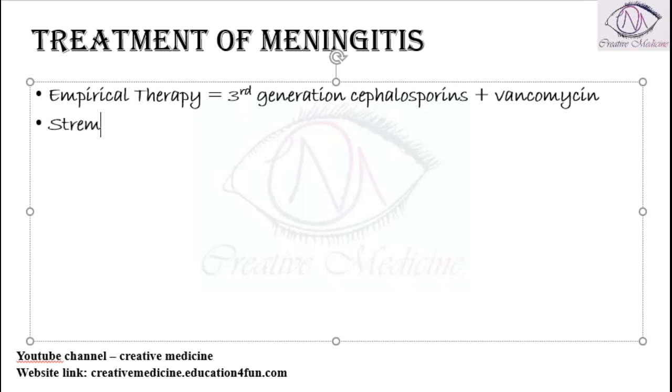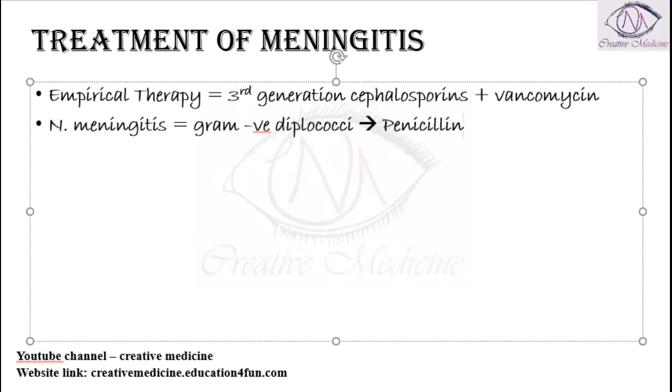Then, first, if there is Neisseria meningitis. Neisseria meningitis is a gram negative cocci, diplococci. If gram negative diplococci like Neisseria meningitis is causing meningitis, in such cases we give either penicillin G or ampicillin to the patient.